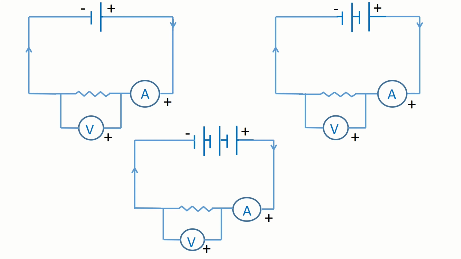So what is found when potential difference is increased? Current is found to be increased. Here the independent variable is potential difference and the dependent variable is current. But have you noticed this?